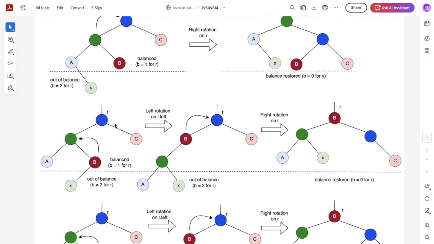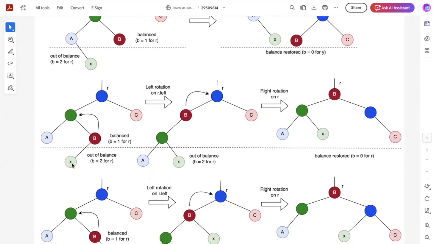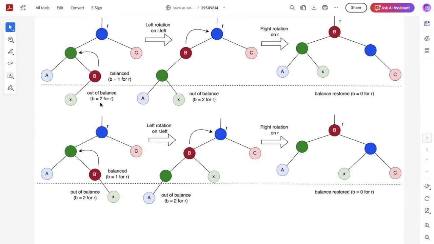The other situation would be this X. It becomes a child, either left or right, of B. So from the inserted node, you trace the path back to the first node that's off balance. They are not in the same direction. In this case, you will need to do two rotations. The first rotation is to make the three nodes into one direction. Now you see that this becomes one direction. Then you need one more rotation to restore the balance.